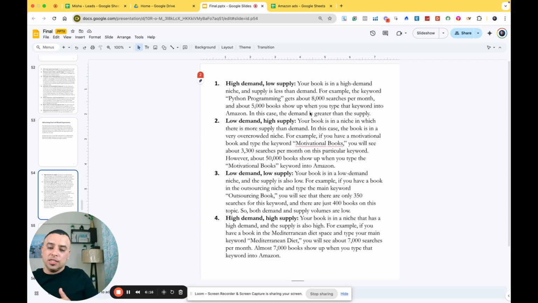Yeah? And then there's a fourth category called high demand, high supply. This is a place where, if your book falls into this, you will make merry, provided that you know how to position your book. Right, there is a high demand, but then the supply is also high. And if you position your book, your ad position, in a certain way, then you will make merry for sure.